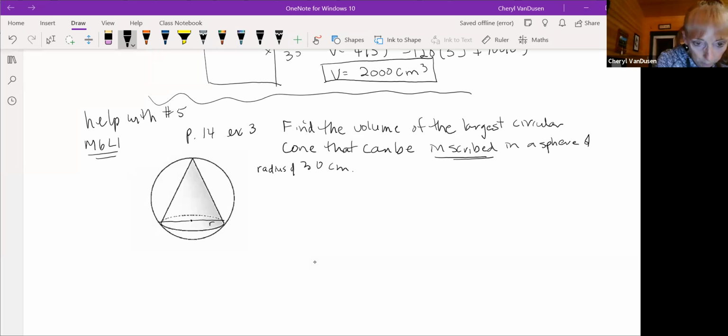Okay, this would be our radius, and this would be the radius of our cone that we don't know, right? We don't know how big that radius is. We do know the radius of the sphere is 30. So let's see how we could draw this. Say somewhere arbitrarily, this is approximately the middle of our sphere, and we draw it down like that, that would be our 30.